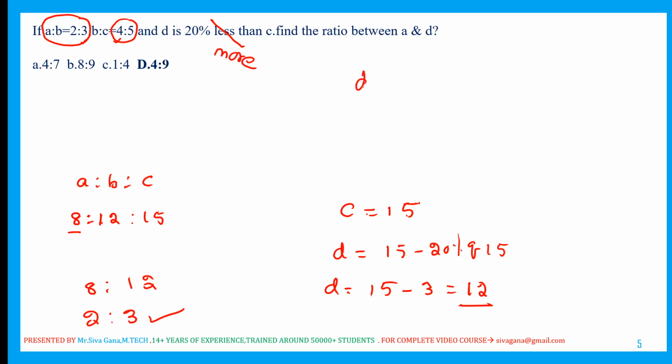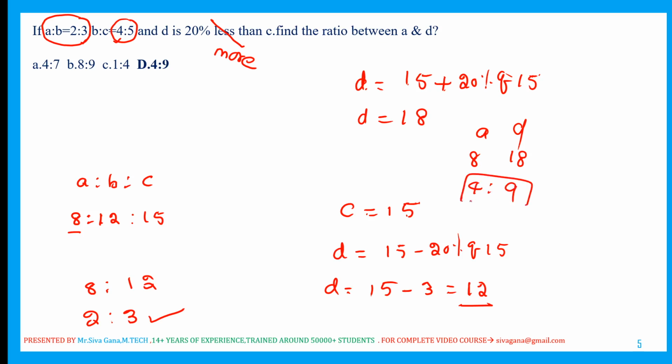In that case, D is equal to 15 plus 20% of 15. That is 15 plus 3 is 18. So A is 8, D is 18. So what am I going to get? 2 4s are 8, 2 9s are 18. A is to D is 4 is to 9. Sorry for the typing mistake.